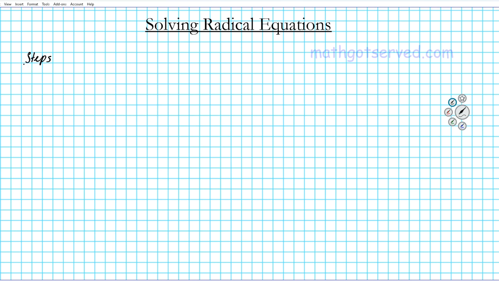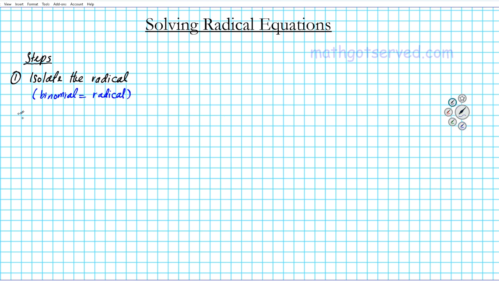So when you're solving radical equations, the ones that we are going to be solving today will be the one where you have a radical equal to a binomial expression when the radical component is isolated. That's the type of problem we're going to be looking at today. So the first step is to isolate the radical. We're going to put it in the form, the binomial equal to the radical. That's how we're going to set it up.